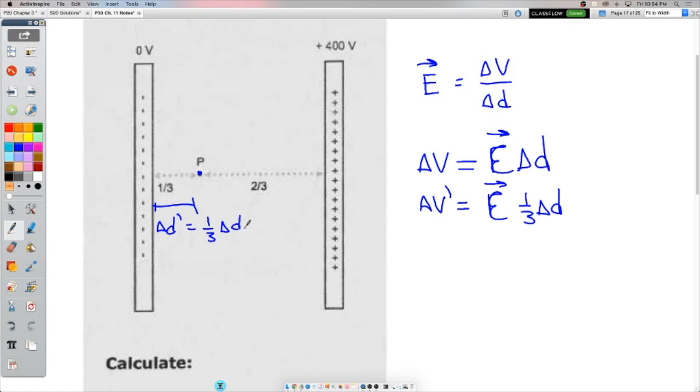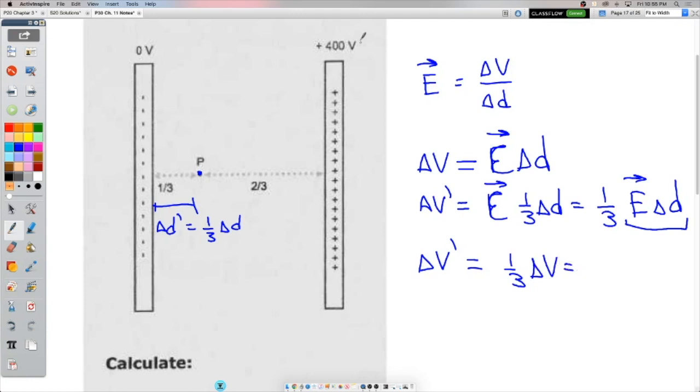Okay, so if this is the same, right, then how does that affect our voltage? Well, voltage prime is now saying we're taking, let's just say 1/3 times the electric field times the separation distance. Well, hang on, this is just the original voltage, right? Not the prime voltage, just the original voltage. So the potential difference prime is equal to 1/3 the original potential difference, which, what's the original potential difference?